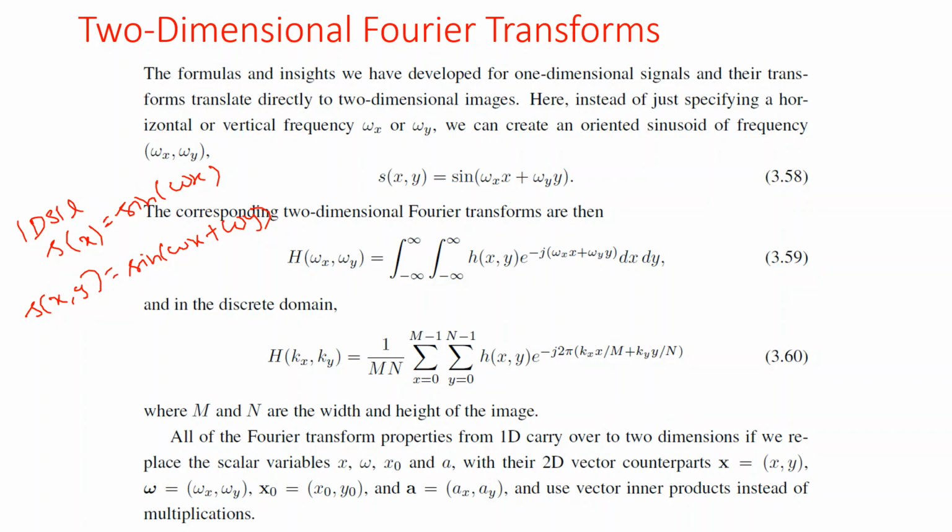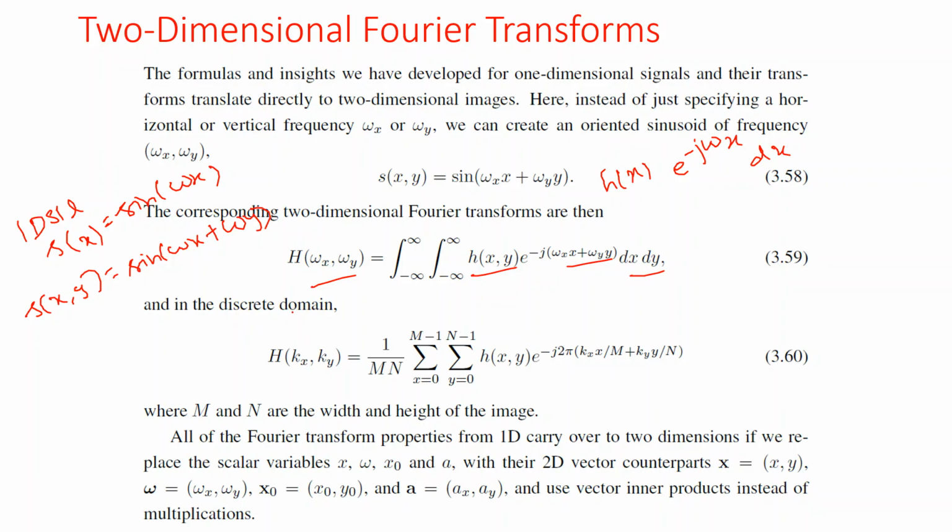On the continuous domain, previously we focused only on Wx, the frequency of x alone. Now we are going to focus on the frequency of x as well as the frequency of y. So it is a double integration. Previously we wrote h of x e power minus j omega x dx alone. Now it is changed to h of x comma y e power minus j (omega x plus omega y) dx dy, double integration from minus infinity to plus infinity.